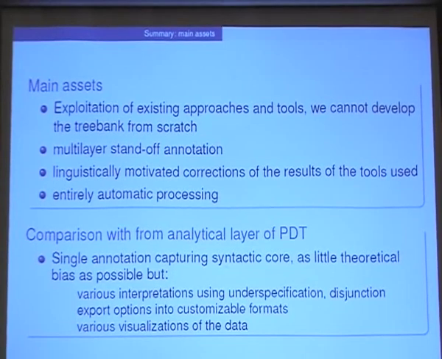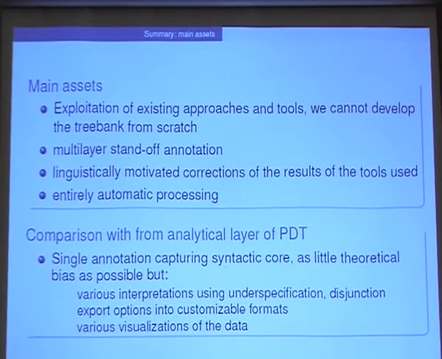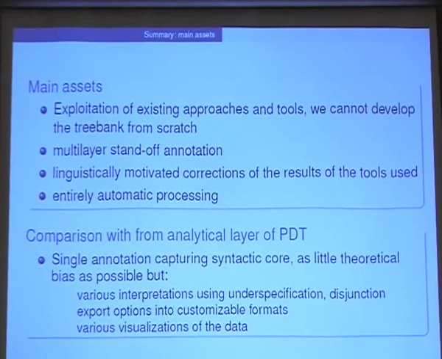A very important part of the whole project are these linguistically motivated corrections of the results of the tools we use. This is just a part of the project on which Tomáš Jelínek works. And the whole processing should be entirely automatic, because we would like to annotate not only 1 million words, which we have planned for the 3-year project, but also corpora comprising about 100 million word forms.